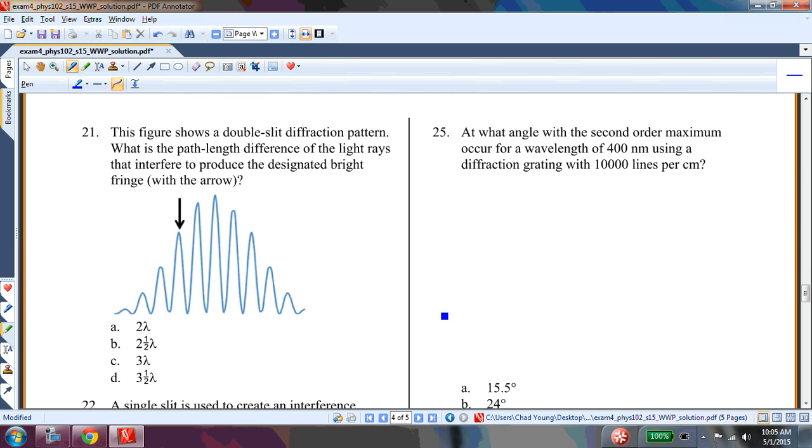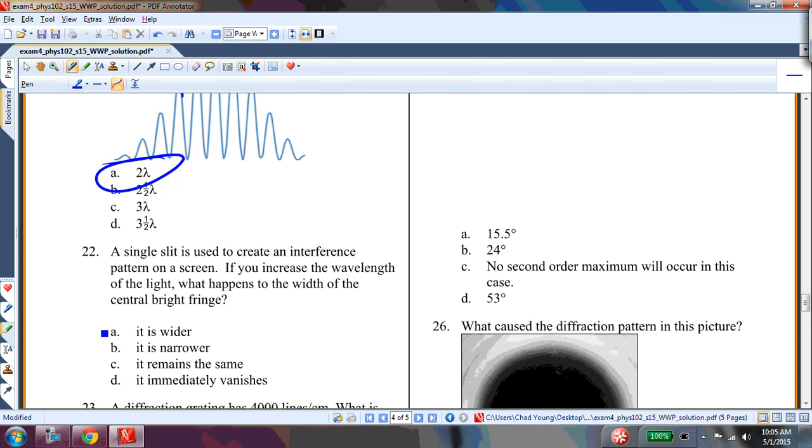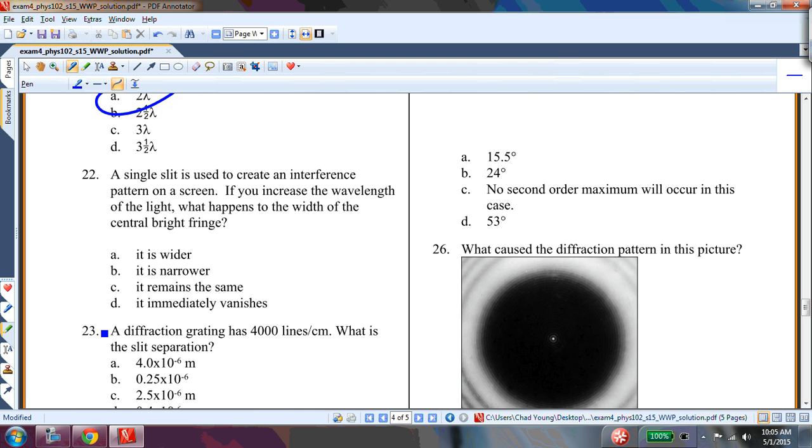This figure shows a double slit diffraction pattern. What is the path length difference at this bright fringe? All right, this is the 0th, this is the 1st, this is the 2nd, so 2 wavelengths difference. A single slit is used to create an interference pattern. If you increase the wavelength, what happens to the width of the central bright fringe? a sine theta equals m lambda. If I increase this, I increase this, so it gets wider.